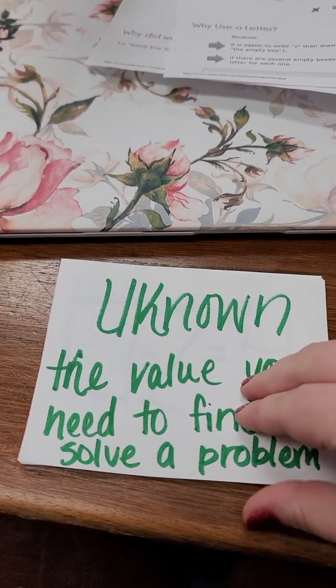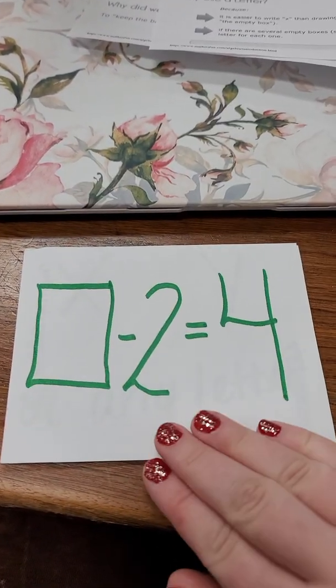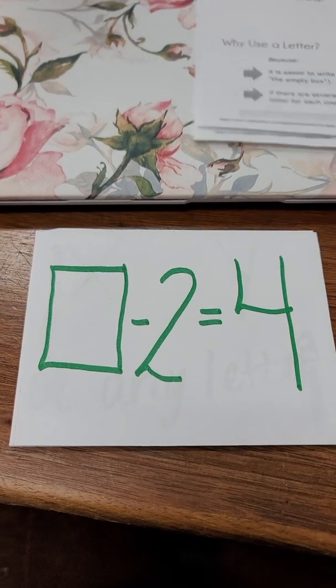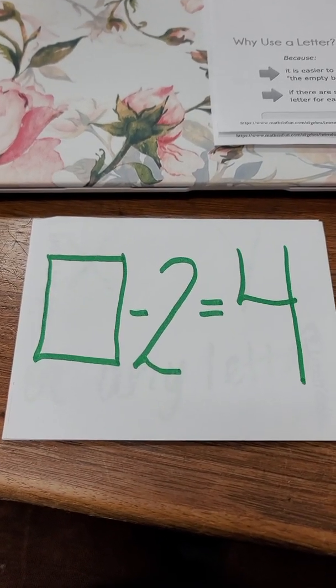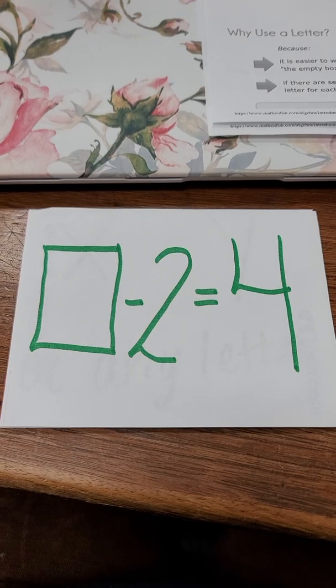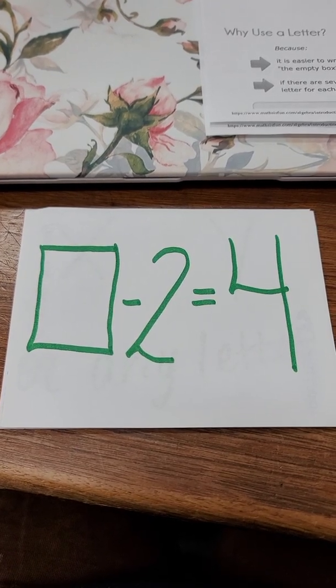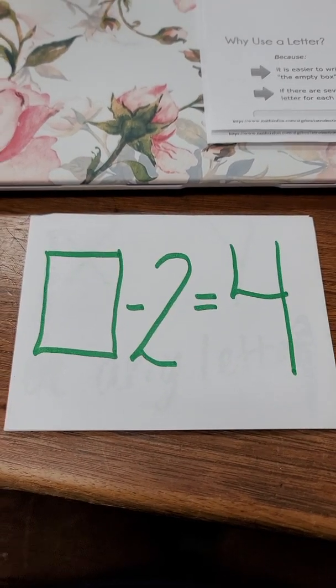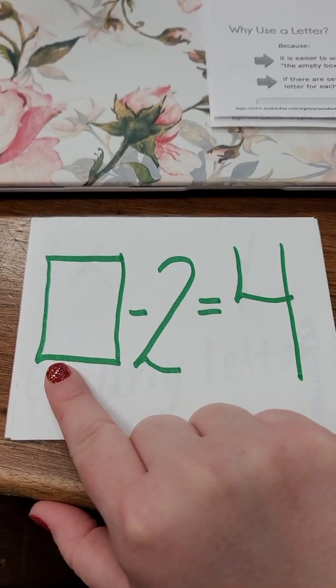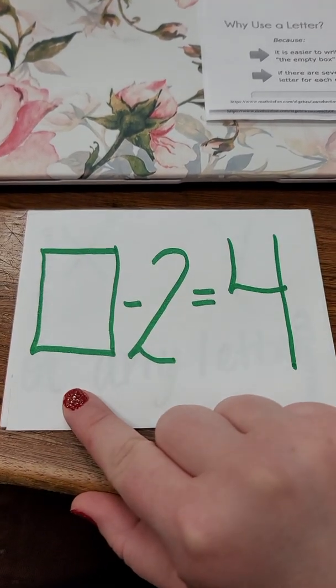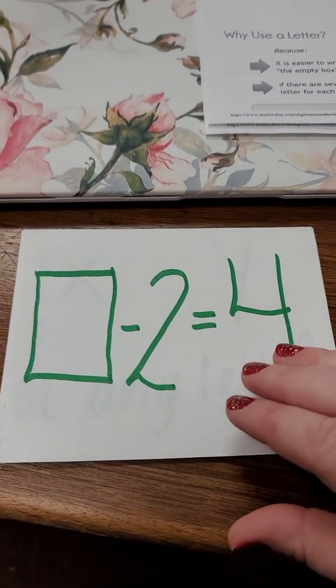All right. So, first of all, let's look at this. What is the missing number in this puzzle? I'll give you a second to think about it. If you said 6, you are correct. The missing number in this puzzle is 6.